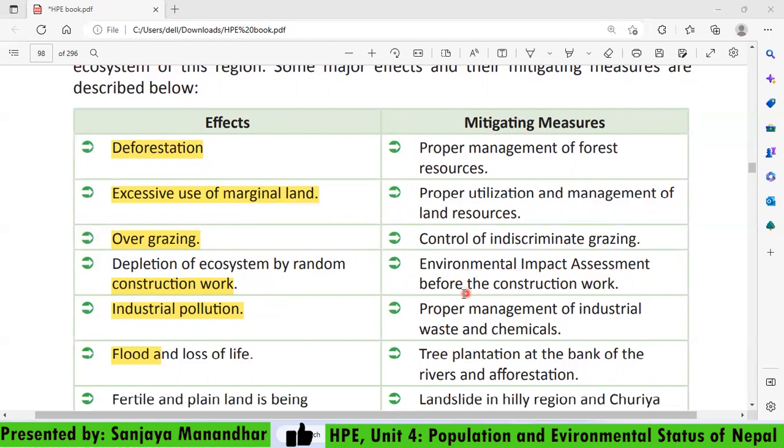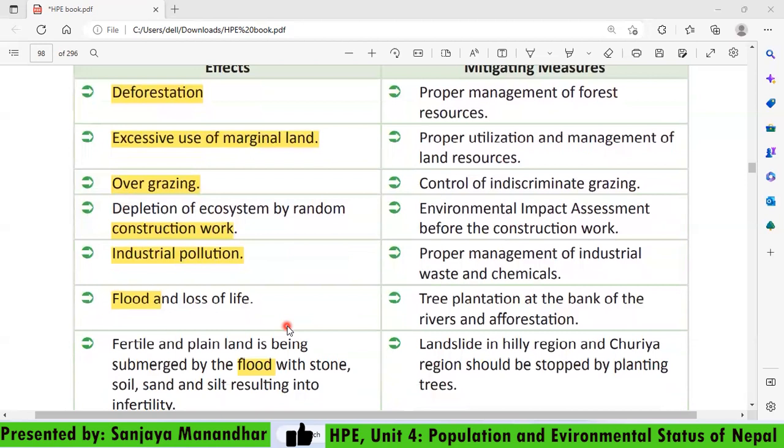Environment impact assessment before the construction work. So this is called EIA. Sometimes you may be asked the full form. EIA, environmental impact assessment. So before carrying out any construction work, the environmental impact assessment should be done, means how much the developmental work will hamper the nearest land or nearest environment. That should be assessed, that should be evaluated, that should be guessed.